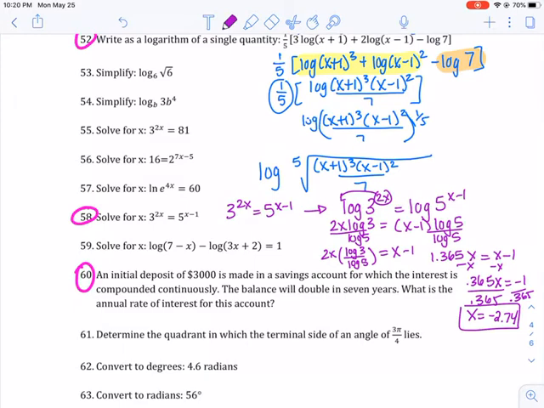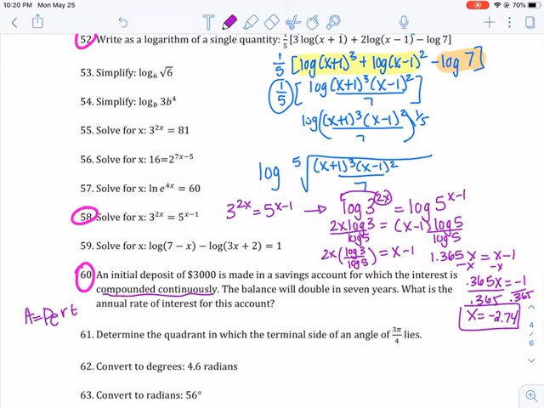Initial deposit of $3,000 is made in a savings account for which interest is compounded continuously. The balance will double in 7 years. What is the annual rate of interest? Okay, so this time you're trying to find the interest rate. So we are going to use the equation A equals Pe^(rt) because we're compounded continuously. That tells me I'm going to use this equation.